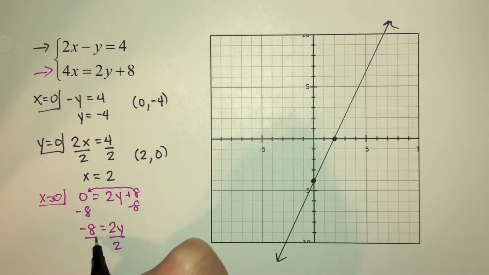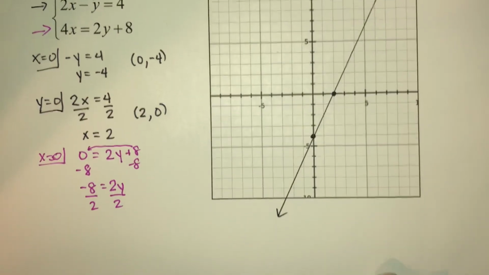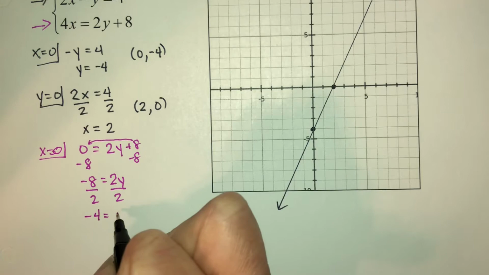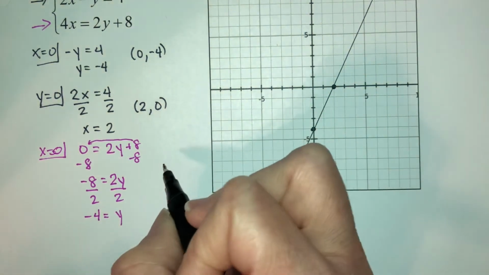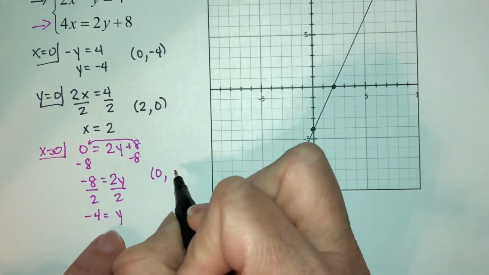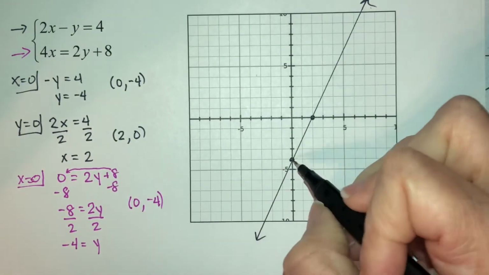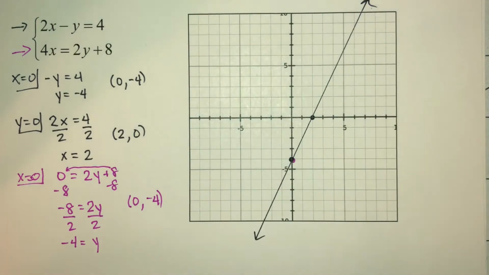Divide both sides by 2. Slide this up a little bit. I get negative 4 equals y. So this would be the point 0, negative 4. I have the same point here. Now remember what I said before, just because you have one point in common, that doesn't necessarily mean it's your entire solution. That point is one of our solutions at minimum. So let's keep going, finish drawing this line.